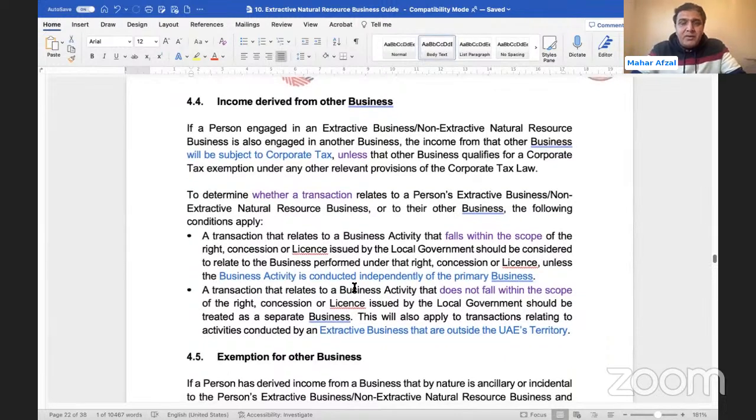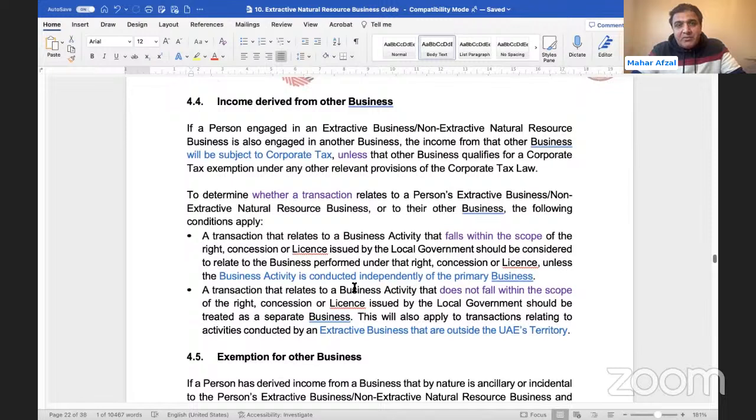Now we discussed in the previous slides as well, in the PowerPoint, the companies which are involved in other businesses, what was the possibility? The revenue from incidental activities is more than 5% of the total revenue, or they are doing an independent activity, or they are not doing any extractive or non-extractive natural resource business. There are 3-4 categories that were discussed.